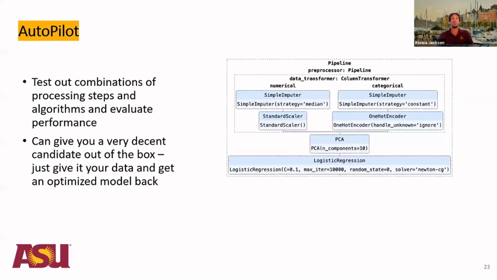So this can give you a very decent candidate right out of the box. You just give it your data and you get back an optimized model which tells you what parameters to use, what model to use, and so on. Sometimes this may come at the cost of interpretability. It turns it a little bit more into a black box.